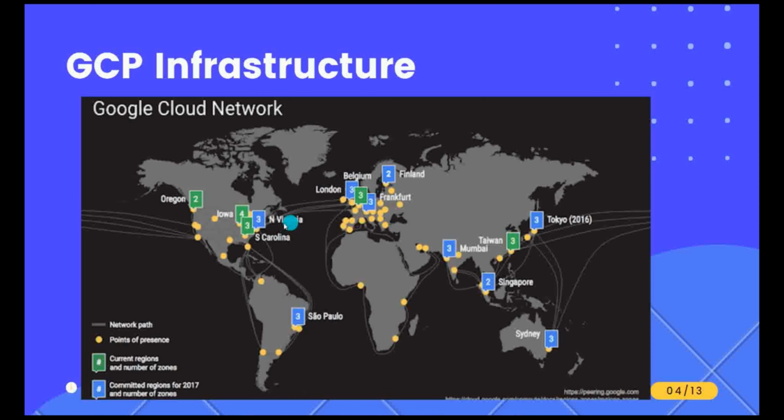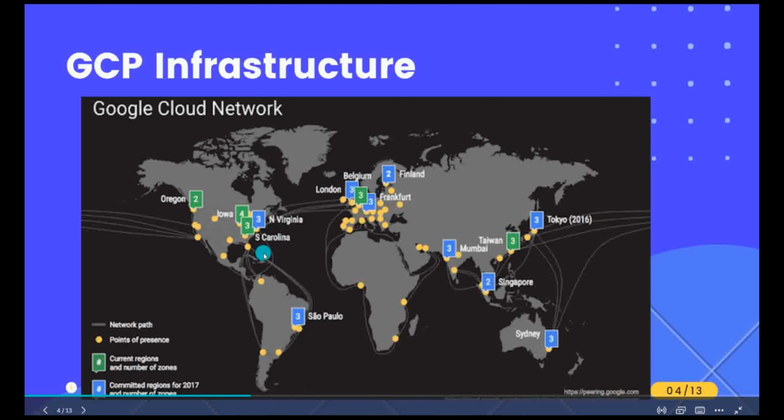What do I mean by Google Network? The network of the GCP is spread throughout the world. As you can see, there are lines drawn throughout the map. So this is the network of the GCP.